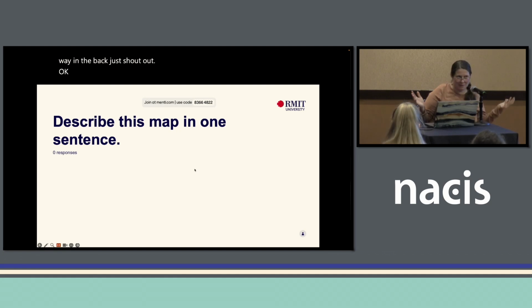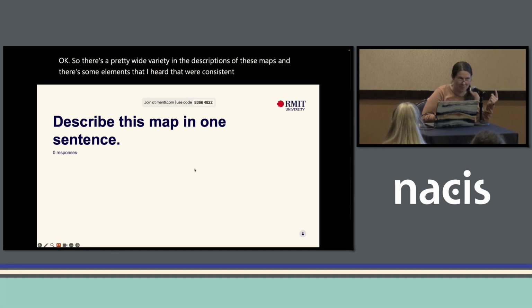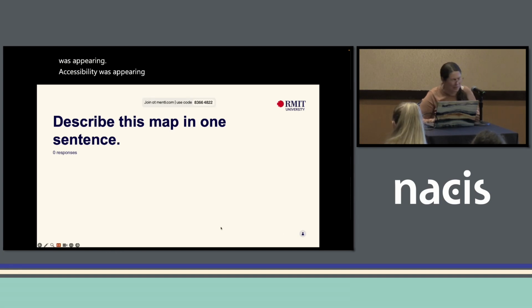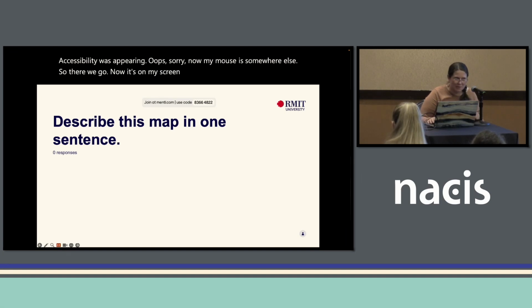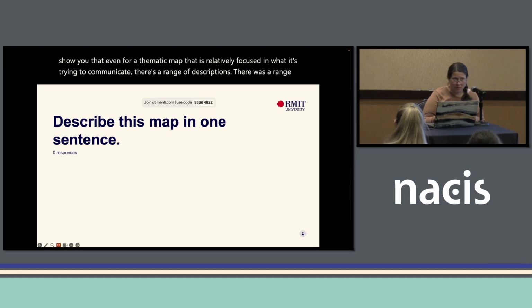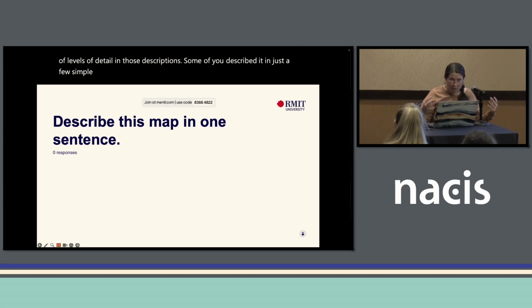Okay, so there's a pretty wide variety in the descriptions of these maps. There are some elements that I heard that were consistent. Farmers market was appearing. Accessibility was appearing. My point here was to show you that even for a thematic map that is relatively focused in what it's trying to communicate, there's a range of descriptions. There was a range of levels of detail in those descriptions. Some of you described it in just a few simple words. Other people had a lengthier description.